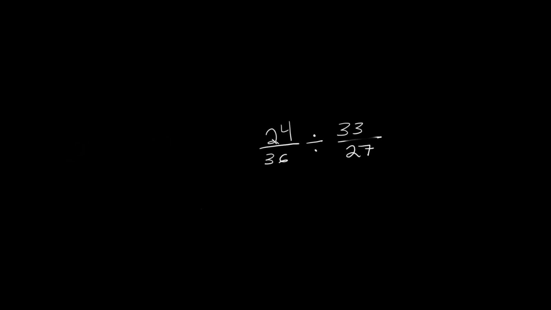So if we divided 24 by 12, and I can write this here, let me change the colors on this. If we divided 24 by 12 and divided 36 by 12, this fraction would turn into 2 over 3. Okay, 2 over 3.